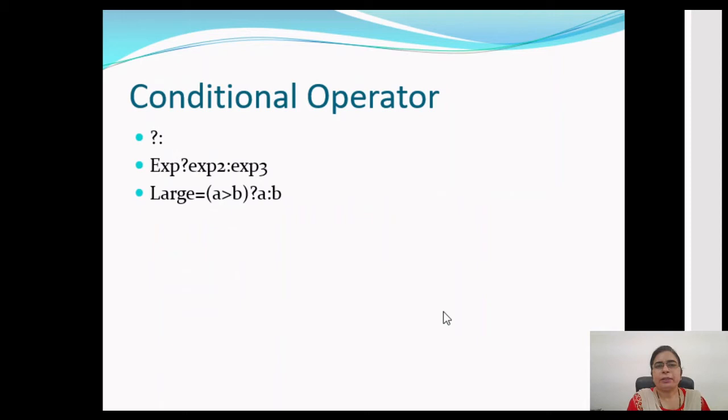Now the next operator that we have is the conditional operator. This is represented with the help of a question mark and a colon. This is basically a ternary operator. Why do we call it a ternary operator? Because it takes 3 operands to work. So how is it written, how is it used?